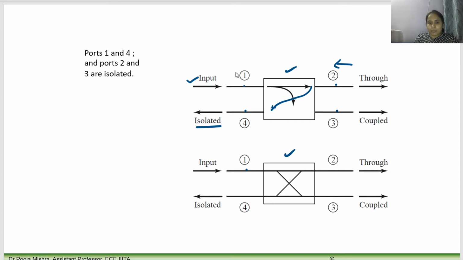So what does it mean? It means that this port and this port are decoupled. If you send the signal from port 1, it will not be coupled into port 4. If you send a signal from port 2, it will not be coupled into port 3. So 1 and 4, 2 and 3 are decoupled. Now let's see the scattering matrix analysis of this directional coupler.